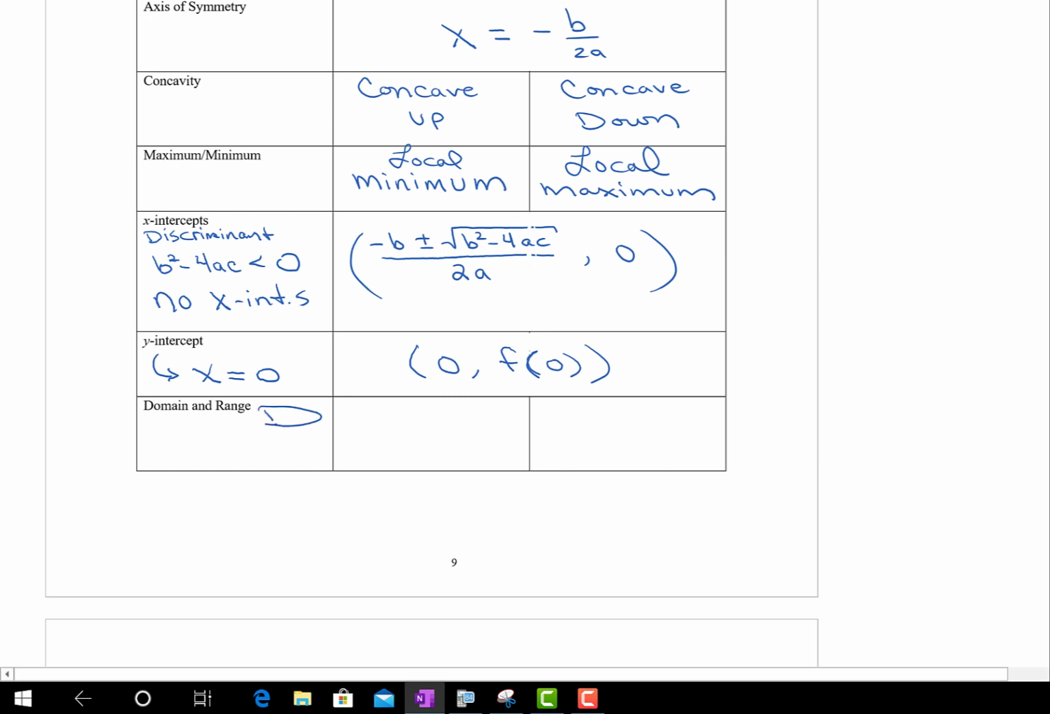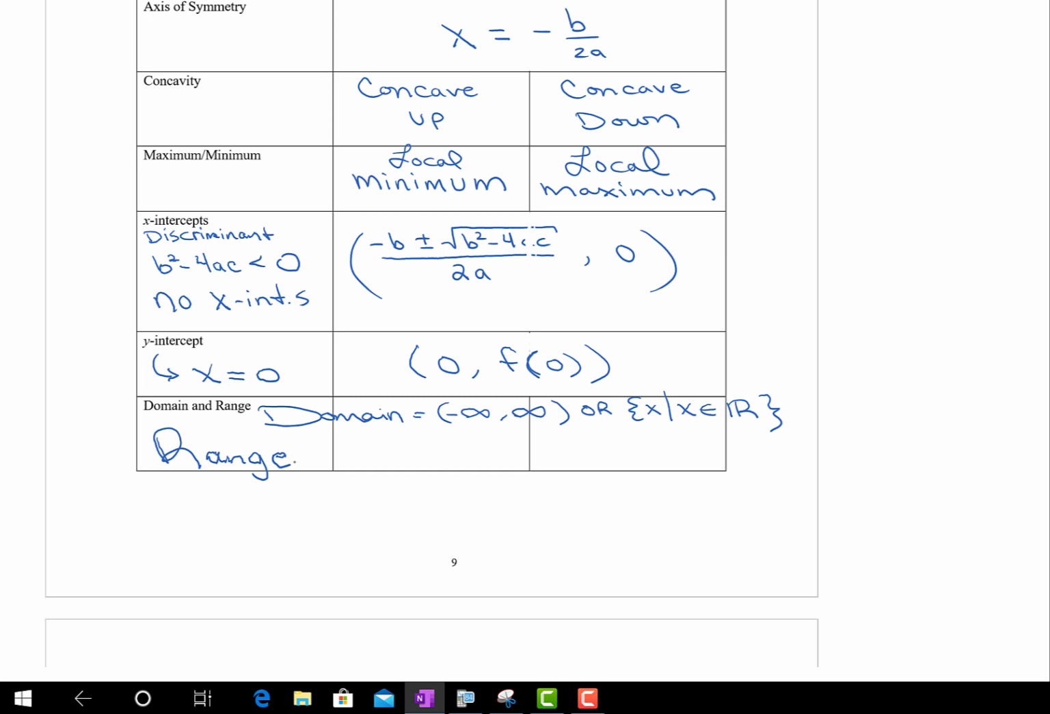And the domain and range. The domain doesn't matter whether it opens up or down; the domain is always going to be all the reals. So the open interval from negative infinity to infinity, or the set of all x such that x is an element of the set of real numbers. The range, that will change. Depending on whether it opens up or down, this is going to make a difference.